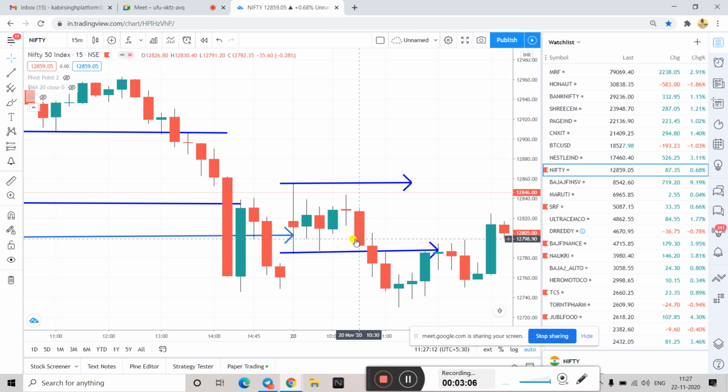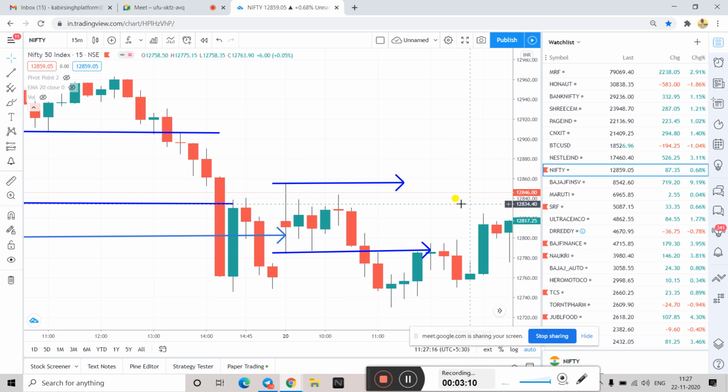Understood? You don't have to hold on for long. Whenever you get 7 to 10 points, you have to close it. Or if you want to hold on, you should trade in multiple lots. For example, if you have taken two lots, you close one lot at a profit of around 7 to 10 points, and the other lot you can trail. But if you are trading with only one lot, you cannot do that. You have to close it whenever you get a good 7 or 8 points.